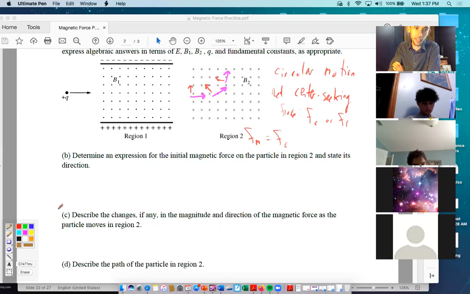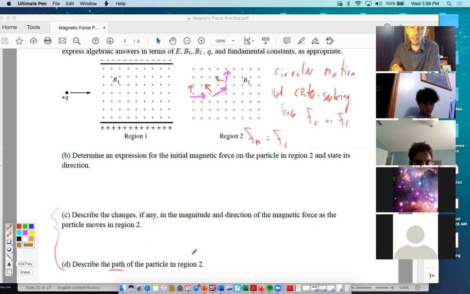So part C and D, these questions kind of go together. Describe the changes in the magnitude and direction of the magnetic force as the particle moves in region 2. The force is going to be changing its direction to always remain perpendicular to the velocity. And the velocity is changing direction because of that force. So they kind of influence each other. The force causes the velocity to change direction, which causes the force to change direction, which causes the velocity to change direction, etc. And the path it's going to take is going to be purely circular.